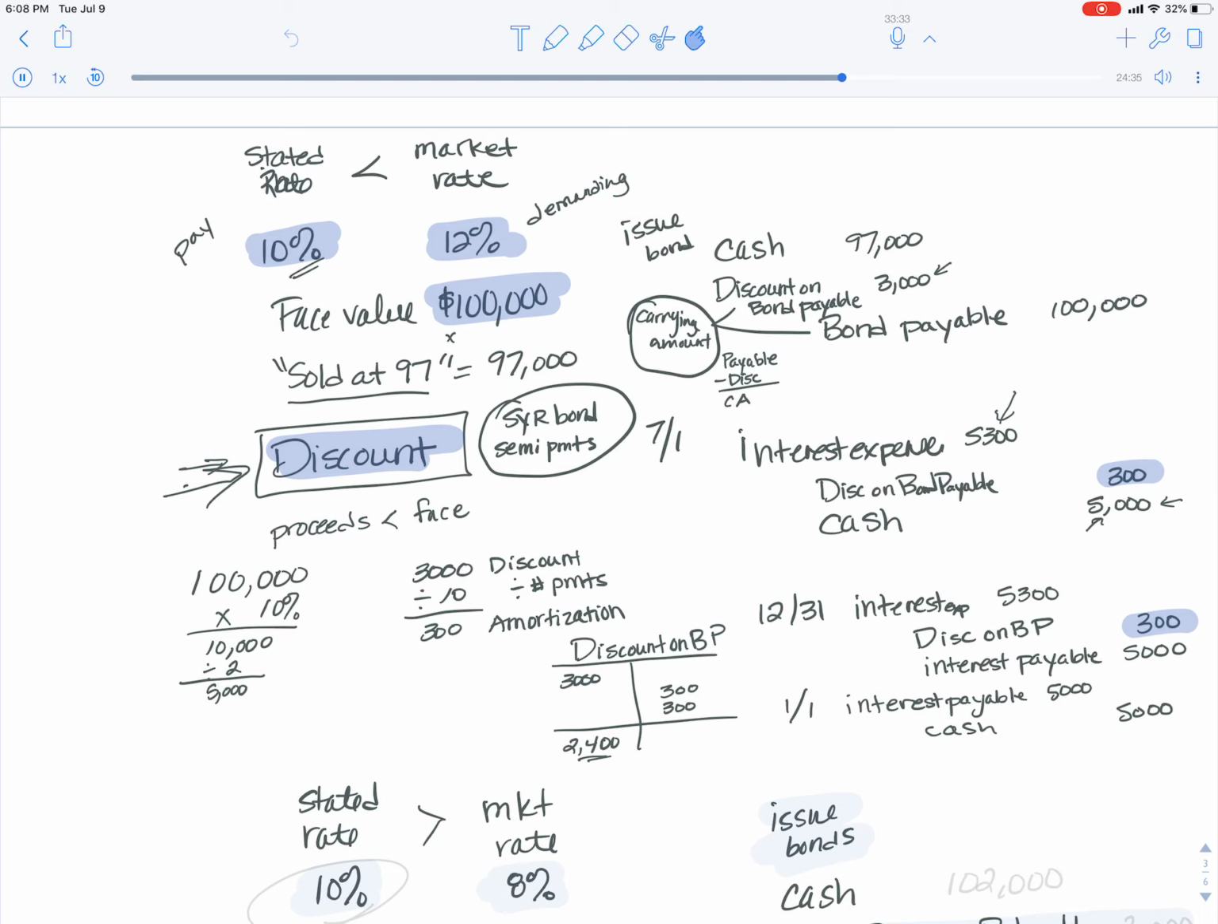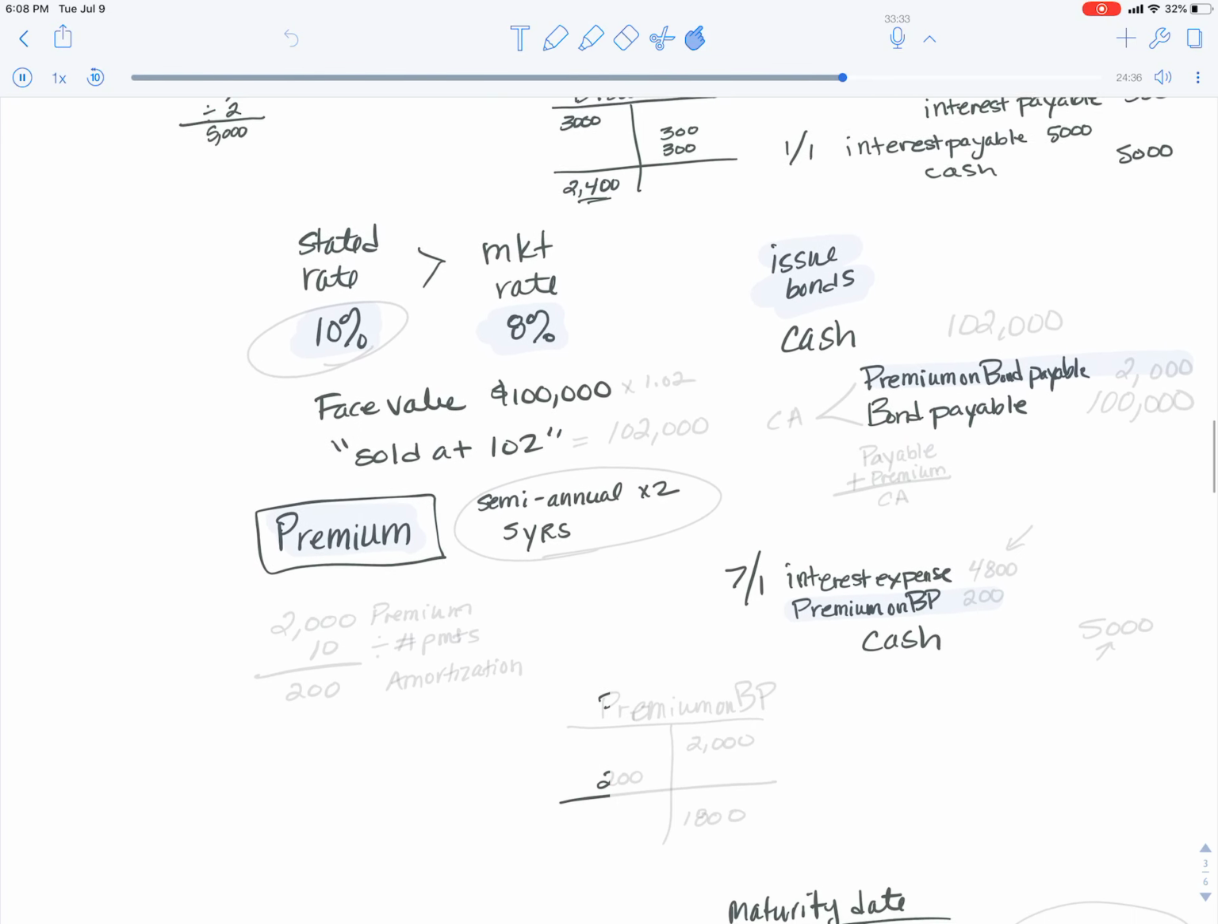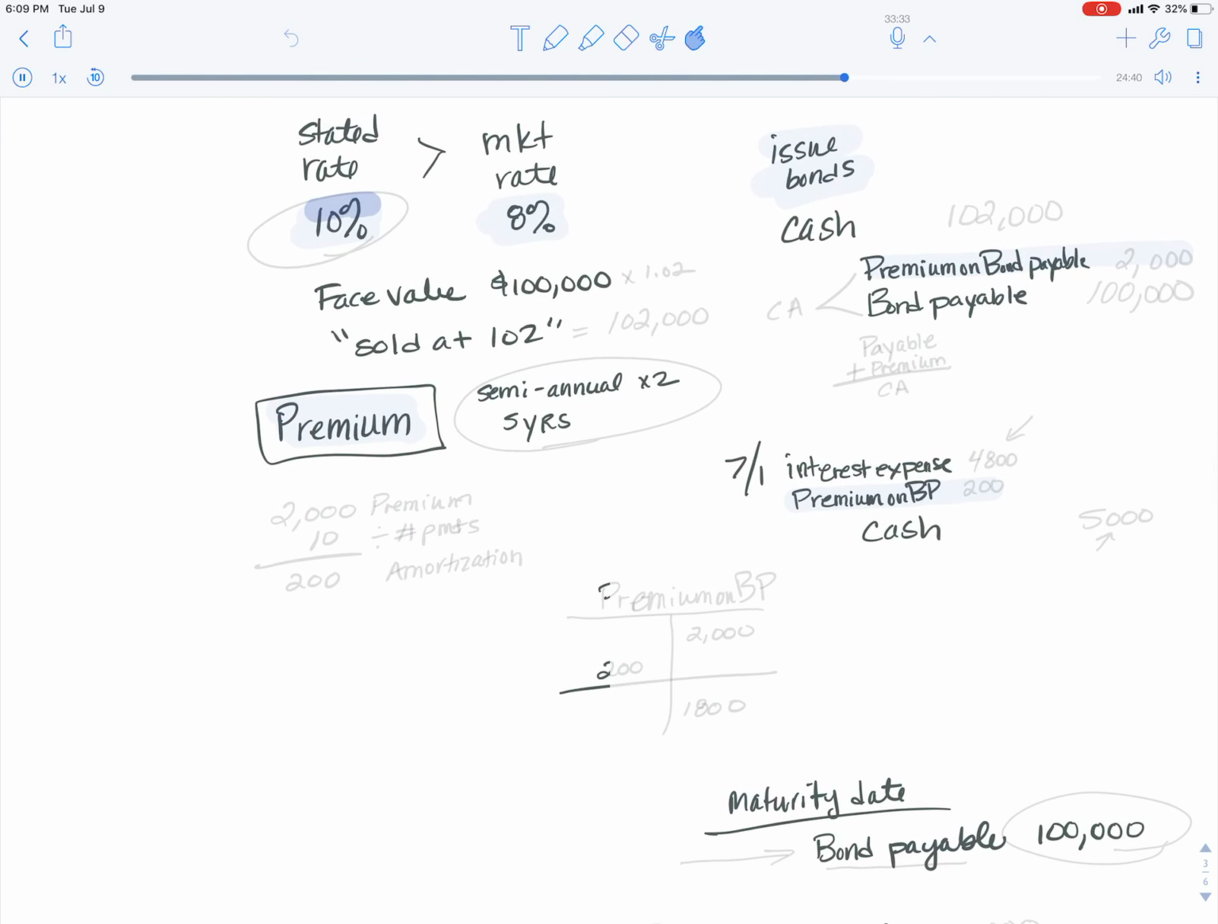Okay, that's a discount. This could also go the other way in that we have a stated rate. We're going to pay those 10% payments that's greater this time than what the market is demanding. So we already printed on the bonds, we're going to pay 10%. But the market's only demanding 8, so we are actually paying more than the market is demanding. So we're going to make our bondholders pay a premium for this bond. And so that works out where we might say this is sold at 102 or 101.